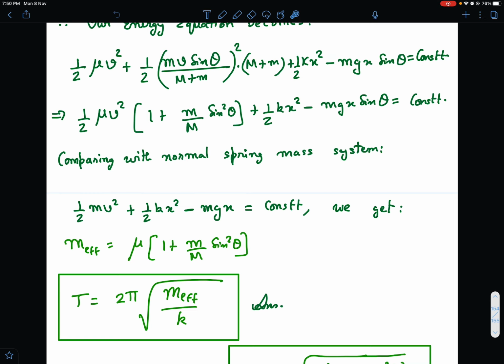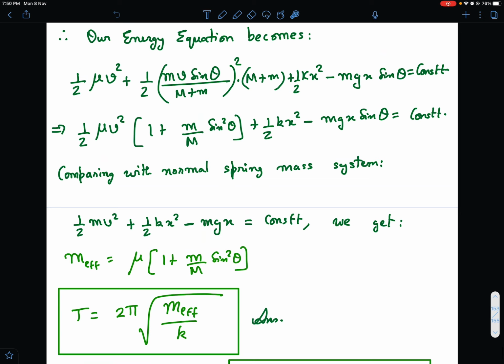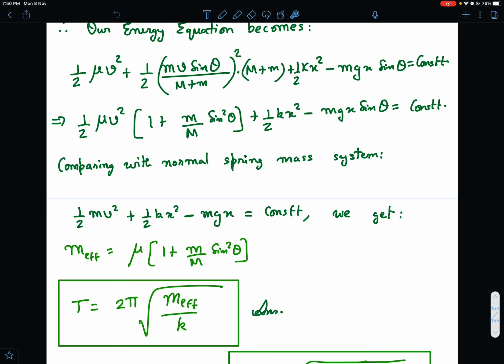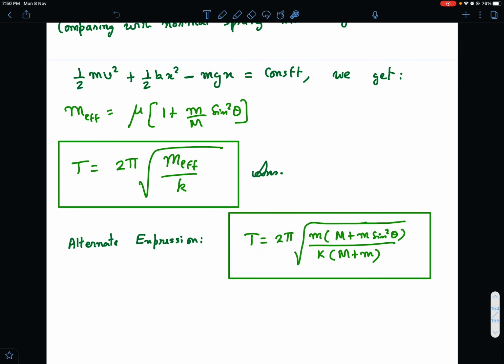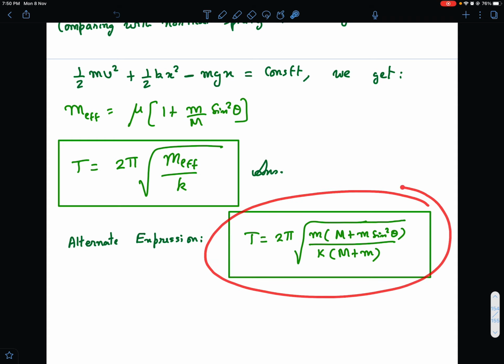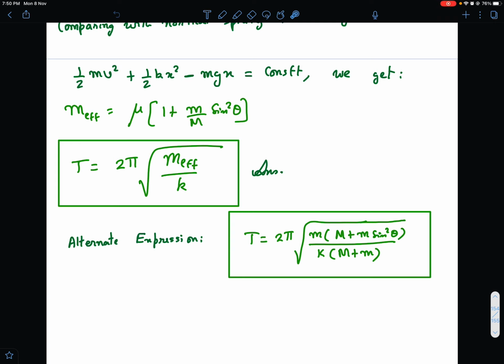Okay. And I hope you liked my method for solving this question. And if you want to verify your solution, maybe you have not written in the form of m effective. So if you have written in the completely expanded form, this is the alternate expression that you will get, which is equivalent to this, okay, for the time period. So that was my analysis.